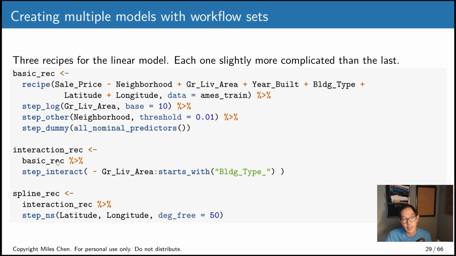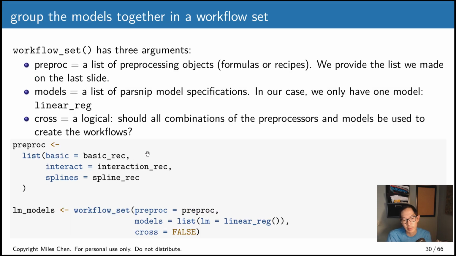Then we will add the interaction term, and that will be our interaction recipe. And then we will take latitude and longitude and make splines out of them, and that will be our spline recipe. Here, just arbitrarily, we've chosen 50 degrees of freedom for the spline recipe. But we're going to have basically 3 different recipes that we can use for the linear regression model. And then we will also still have the random forest model in there.